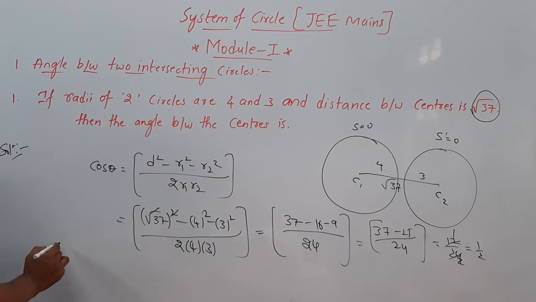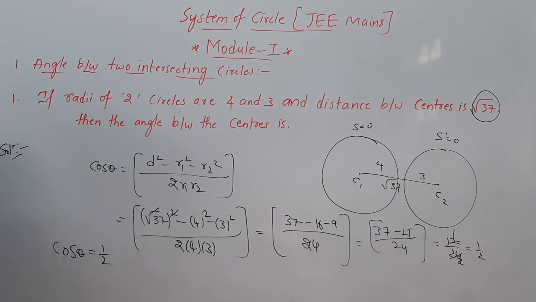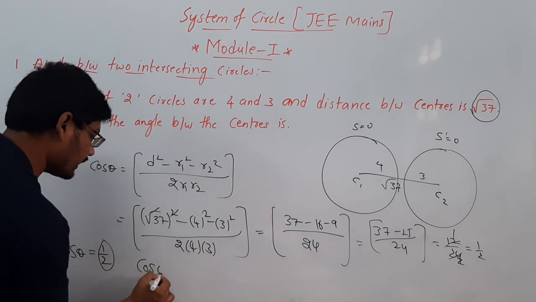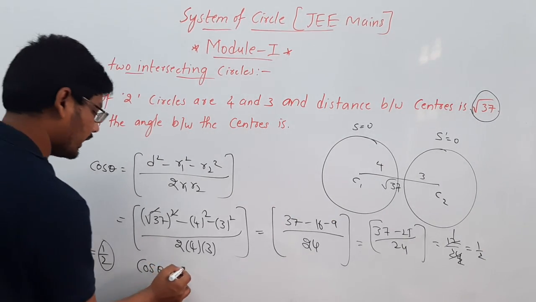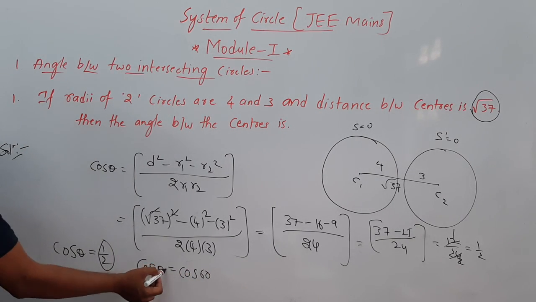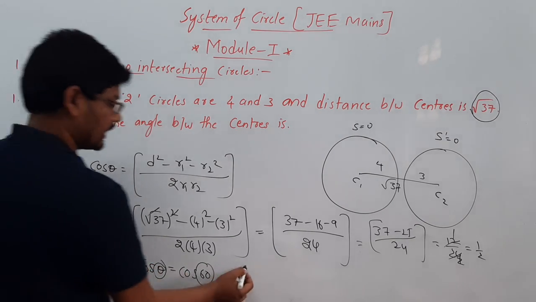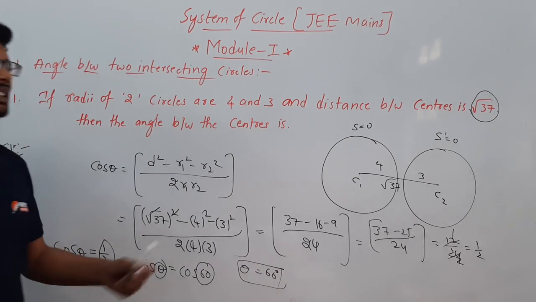Cos theta is equal to 1 by 2. At what value is cos theta equal to 1 by 2? 1 by 2 is nothing but cos 60, so cos theta equals cos 60. Comparing, theta is equal to 60 degrees. The angle between the two circles is 60 degrees.